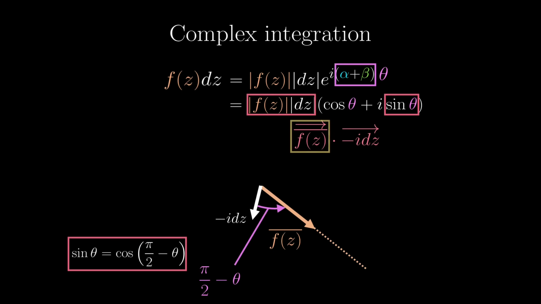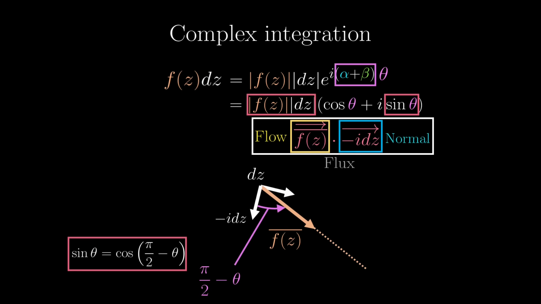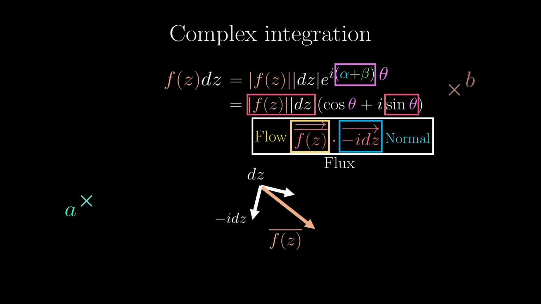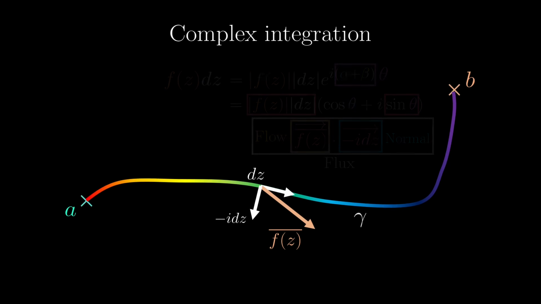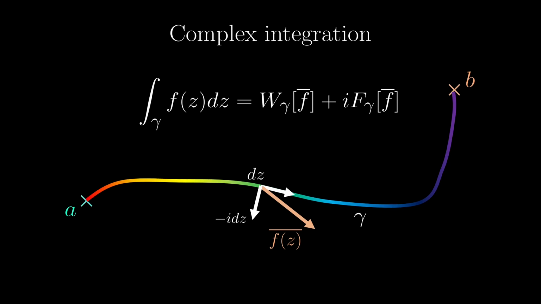This time, we think of f bar as fluid flow and dot it with the normal to dz, which can be physically interpreted as flux, which means how much fluid is going directly across dz, or basically the component of the fluid velocity normal to dz. With that in mind, after summing up all these contributions, the imaginary part of the integral would be the total flux of fluid across this contour. So just to recap, the complex integral can be made more intuitive.